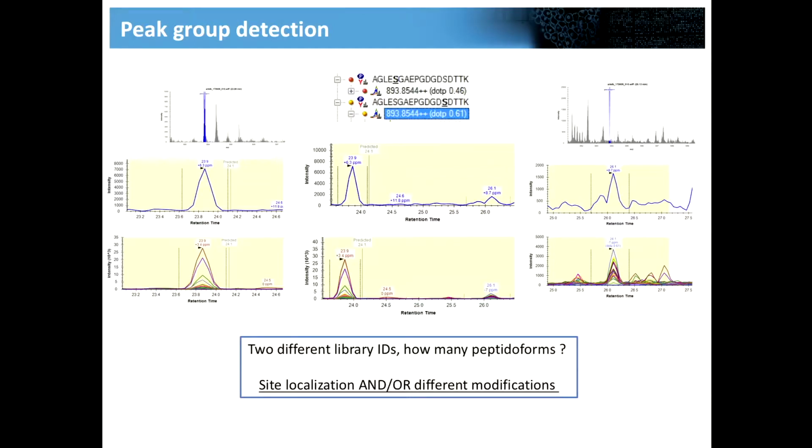And this is where the challenge comes. Since we're acquiring in wide windows, we are co-fragmenting things that have very different masses, but then extracting them, and we need to take into account other pieces of information in order to determine whether this peak, which looks pretty nice in terms of coelution of a lot of transitions, there's probably 10 or 12 transitions here, is really the right peak.